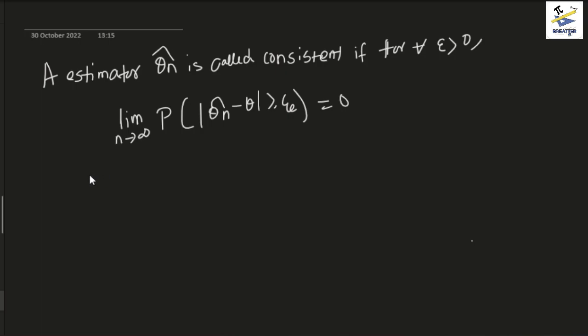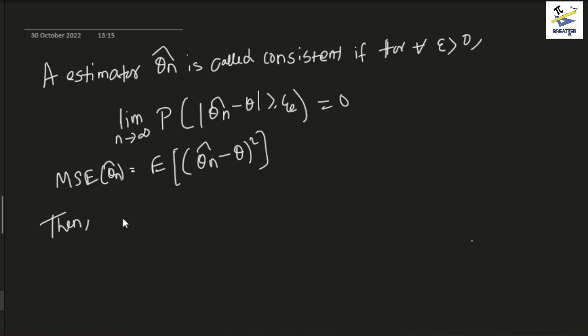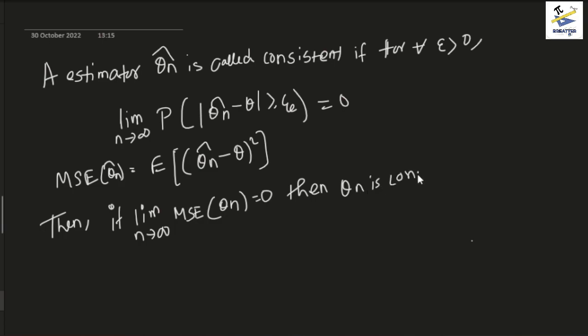Now obviously we also defined that the MSE of theta n was simply equal to the expectation of (theta n minus theta) squared, right? Then we see that if the limit as n tends to infinity of MSE of theta n equals 0, then theta n is consistent. This is another property. We can prove it as follows.